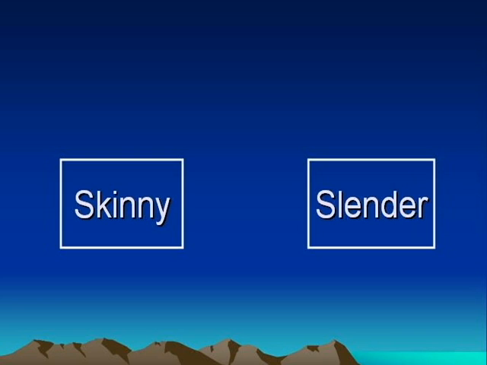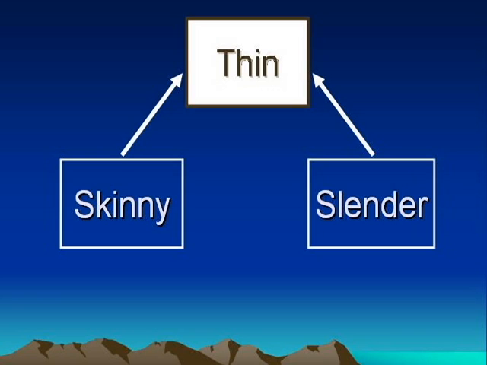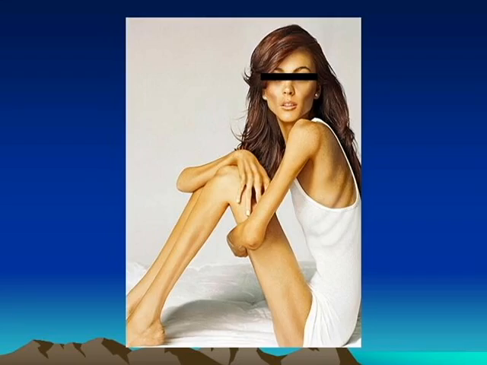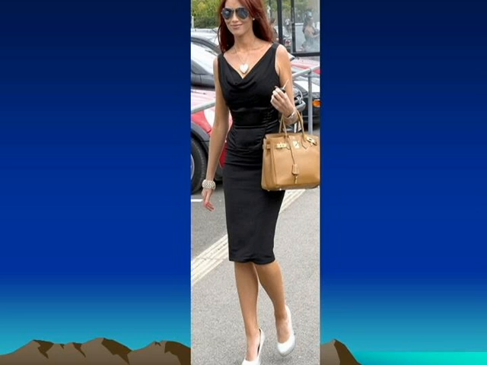For example, let's take the word skinny and slender. Now, skinny and slender both essentially mean the same thing. They both mean thin. However, their connotations are very different. So if we take, for example, the word skinny. The word skinny basically means this. On the other hand, the word slender means this. Skinny, slender. So you can see, even though the two words mean essentially the same thing, their connotations are very different.